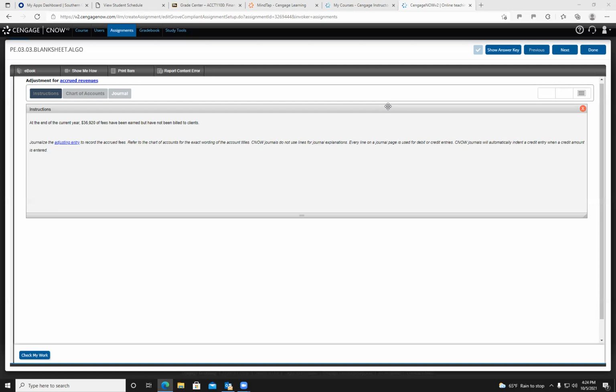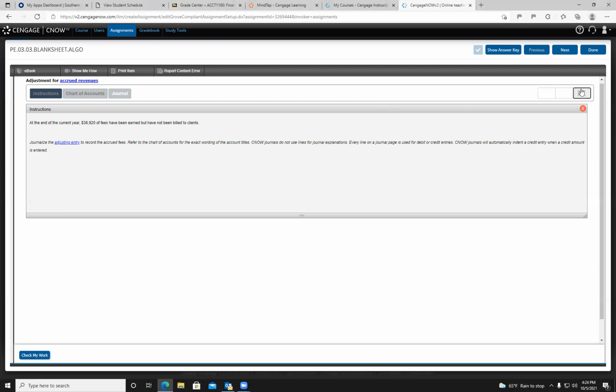And so you're going to have like half the month's worth of services that you've provided, but not yet billed, but you still need to capture that revenue. It's very important that we always capture the revenue in the time period that they occurred so that we're getting a true capture of revenues and expenses. So it wants us to journalize this adjusting entry to record the accrued fees. And it says to refer to the chart of accounts for the exact wording on the account titles.